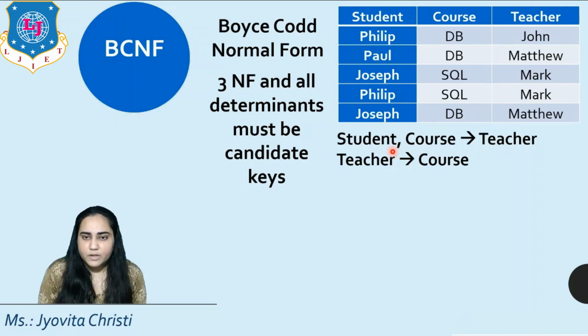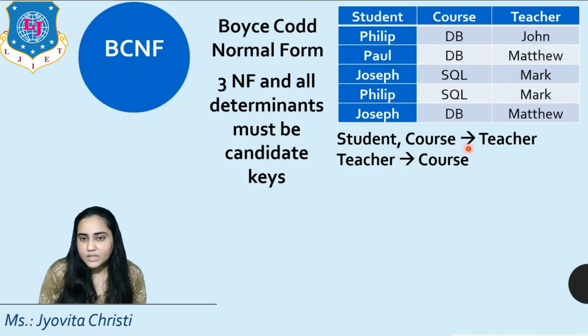For example, Philip and DB together never appear again in the table. Paul and DB also never appear again in the table. Joseph comes once with SQL, once with DB, so those combinations are unique too. And Philip and SQL is also unique. So all combinations of student and course are unique. And that is why student and course together form a candidate key.